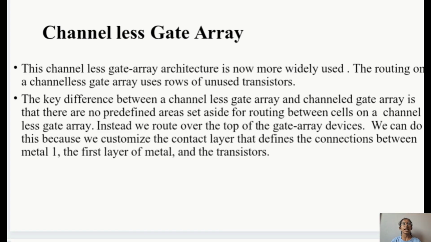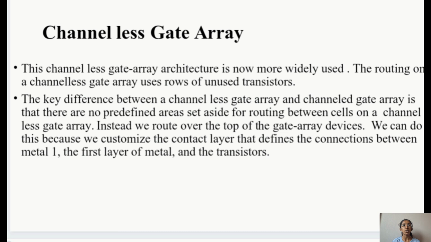Okay, channelless gate array. This channelless gate array architecture is now more widely used. The routing on a channeled gate array uses a row of unused transistors. The key difference between a channelless gate array and the channeled gate array is that there are no predefined areas set aside for routing between cells on a channelless gate array. Instead, we route over the top of the gate array device.